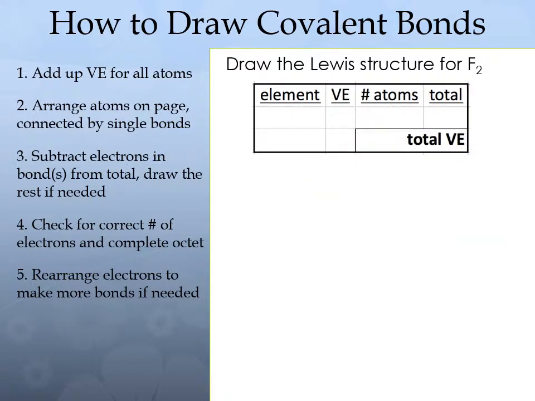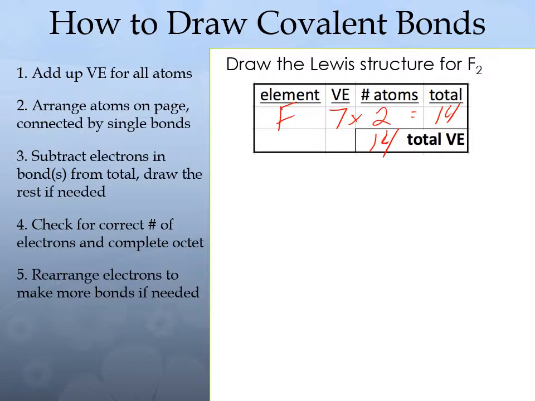The next example is F2, a diatomic molecule of 2 fluorine atoms. So very similar to H2, which is a different element. Adding up our valence electrons, we see that we have just one element, which is F. Each fluorine has 7 valence electrons because we have 2 atoms of fluorine. 7 times 2 is 14 electrons total. So that's what I have to work with. 14 valence electrons will be the glue that I have to attach and hold together these 2 fluorine atoms.